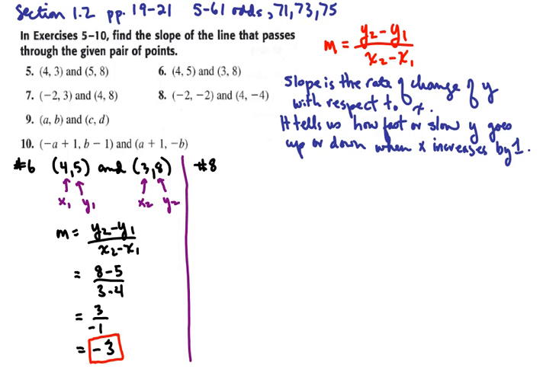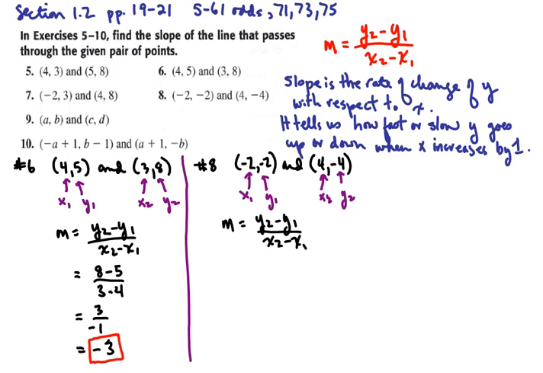So let's go on to problem number 8. So we have negative 2 comma negative 2 and 4 comma negative 4. And when you have negatives in a slope, you have to be very careful. So negative 2 will be x1, y1, and x2, y2 will be 4, negative 4. So we start with our formula. m is equal to y2 minus y1 over x2 minus x1. Plug in the values very carefully.